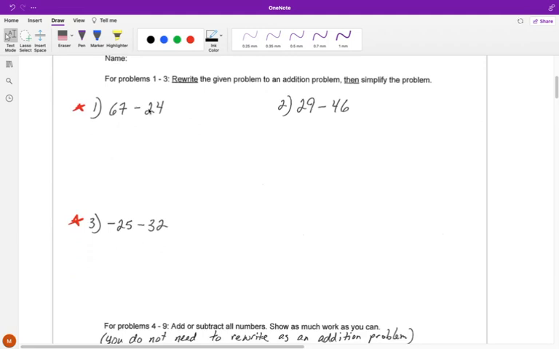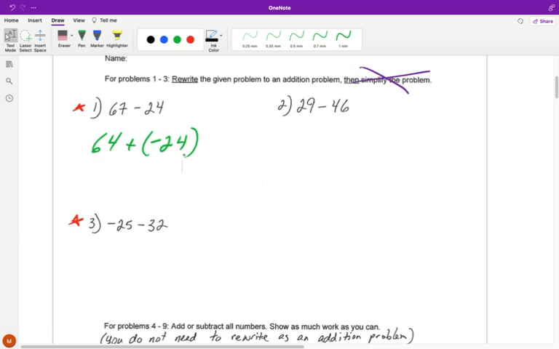For 1 and 3, I'm not going to actually finish the problem. I'm just going to make sure that we understand what this standard is asking, is that we're rewriting this as an addition problem. So when we see this, I see 67 minus 24. You need to rewrite it as 67 plus, and then that is plus that negative 24. It's just showing you that when we see 67 minus 24, that 24 is a negative number, and we can rewrite it as an addition if that helps us to see this a little bit more.